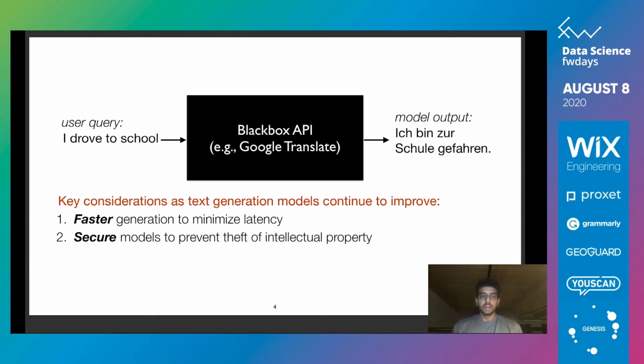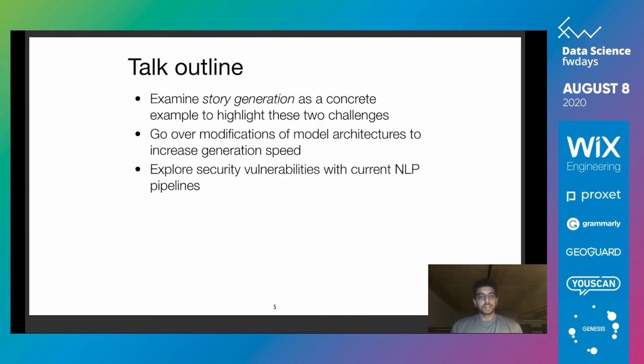So these two aspects, the speed of the models, their efficiency, and their security, are what I'm going to be talking about today. As an outline for the rest of this talk, I'm first going to introduce an example task that will serve to highlight these two challenges. And this task is story generation. This is a nice task because it involves generating large quantities of text. And we have an actual user-facing system in which latency is a very real concern. Next, we'll switch over to a more researchy discussion of the standard model architectures that are used in text generation tasks today, and how you might modify these models to increase the speed at which they generate words. Finally, we're going to talk about these security vulnerabilities that I alluded to earlier.